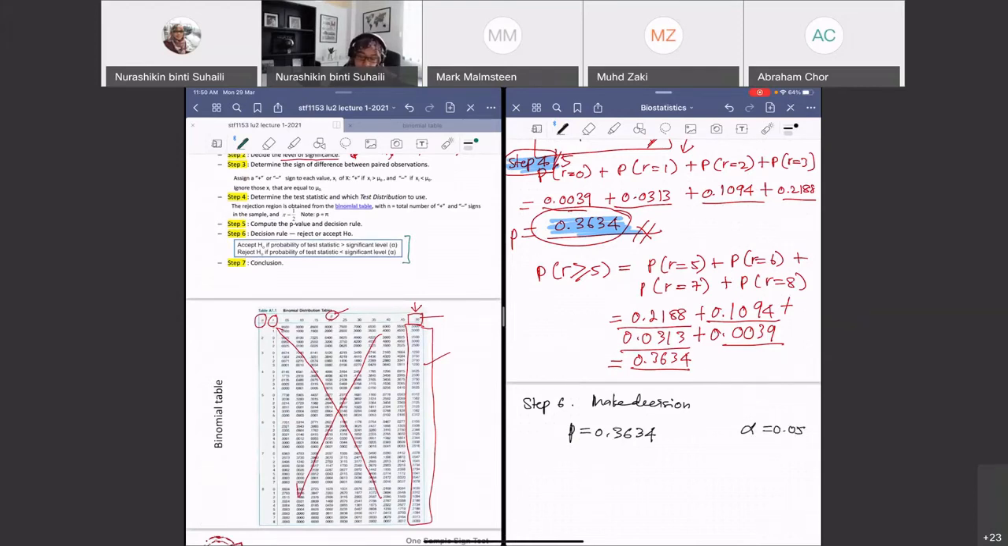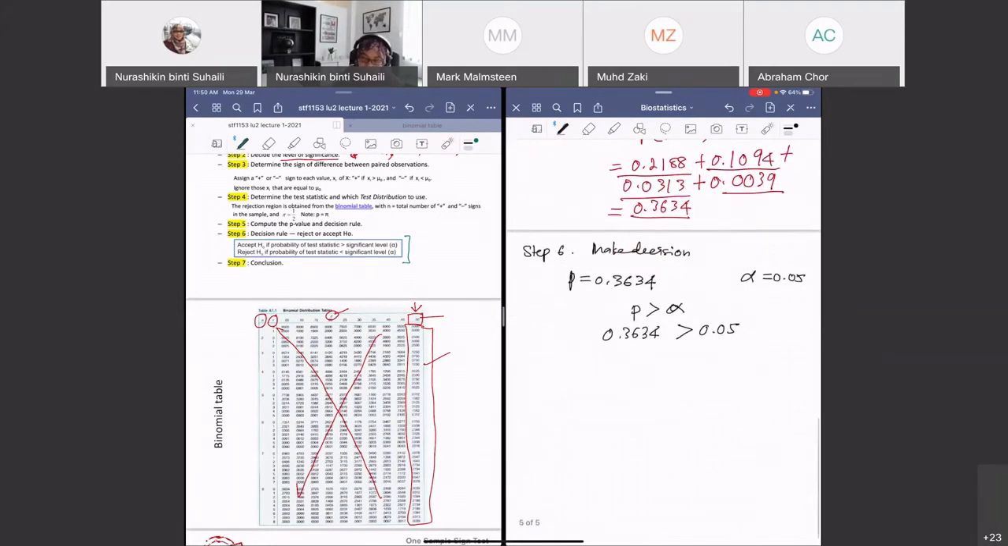So you compare these two values and you accept the null hypothesis, the condition there, accept the null if the p is greater than the alpha value, which is the case for this problem, right? The p is greater than the alpha, which is 0.3634 is greater than 0.05. So the decision that you have to make is to accept the null hypothesis. Okay, that is make decision. Okay, we're not yet over. Step 7.